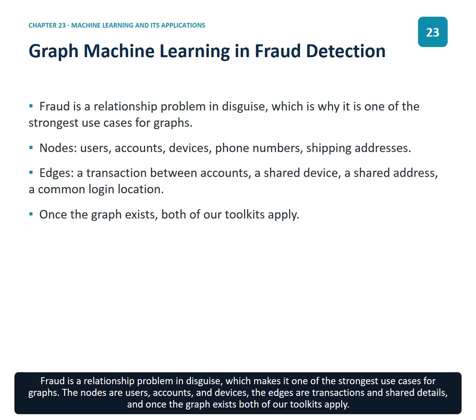Fraud is a relationship problem in disguise, which makes it one of the strongest use cases for graphs. The nodes are users, accounts, and devices. The edges are transactions and shared details. And once the graph exists, both of our toolkits apply.